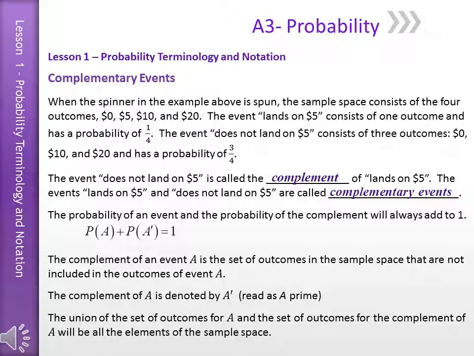The complement of an event A is the set of outcomes in the sample space that are not included in the outcome of event A. The complement of A is denoted as A prime, and the union of the set of outcomes for A and the set of outcomes for the complement of A will be all the elements of the sample space.